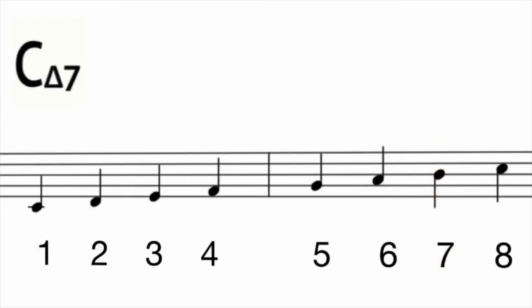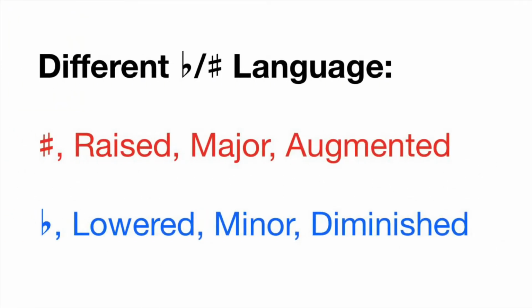So how do we get those other chords? That's by modifying our major scale and our major chords. People can talk about this as flats and sharps, raised and lowered, or minor and major. For the sake of this video, I'm going to use minor and major.